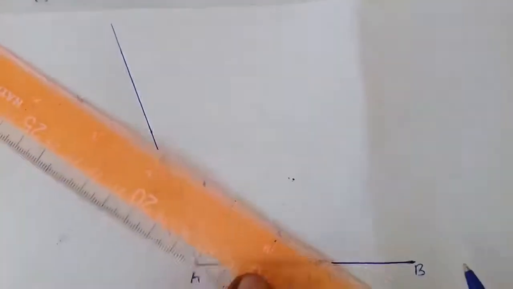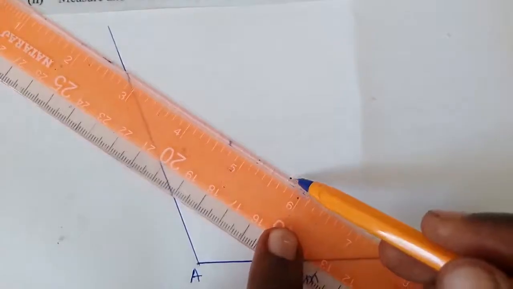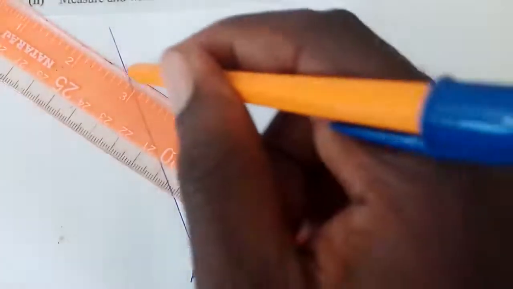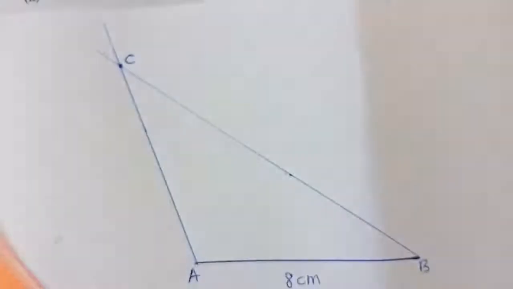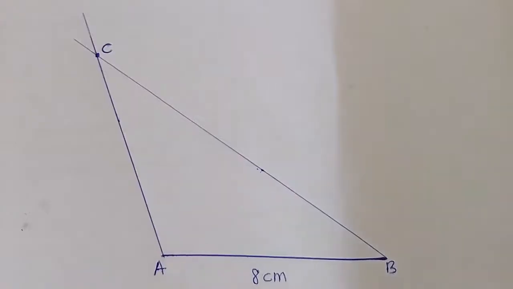You do this. Then also this one should pass through from here, through that point. Have you seen, through that point like this? Then you just do this. Have you seen where these two are meeting? They are meeting at this point. So this is the point we are calling C. Have you seen the way I've constructed this triangle? This is a triangle that we needed to construct.